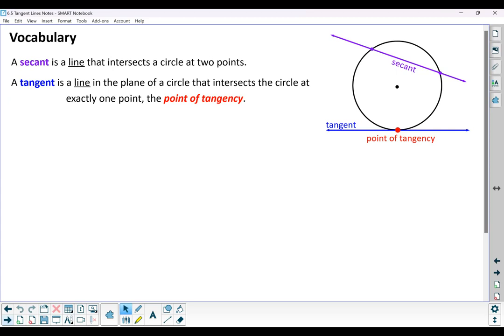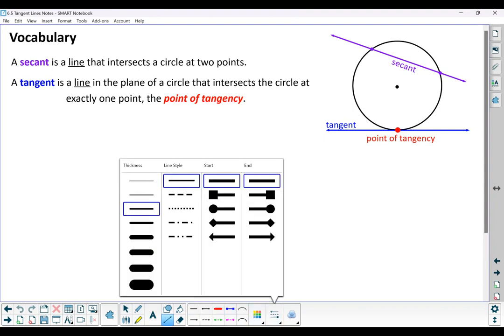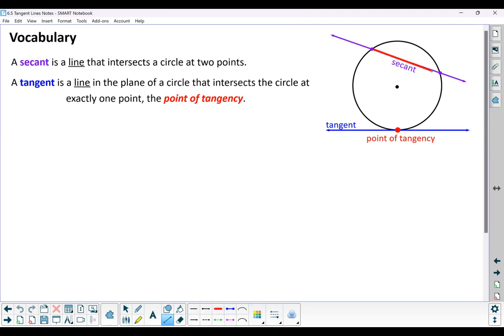So just to go over a teeny bit of vocabulary before we start, a line that intersects the circle at 2 points is called a secant line. And every secant line has a chord. Just the portion of the secant line that's between the 2 points inside the circle is called a chord, and the secant is the entire line.